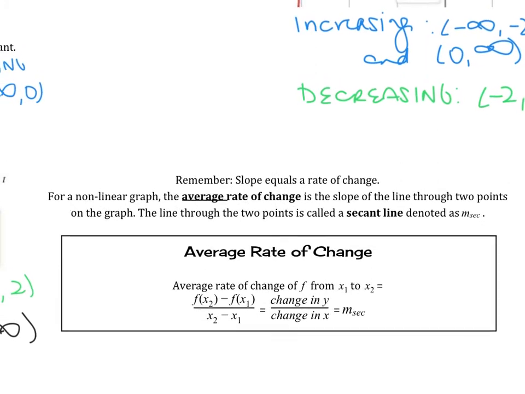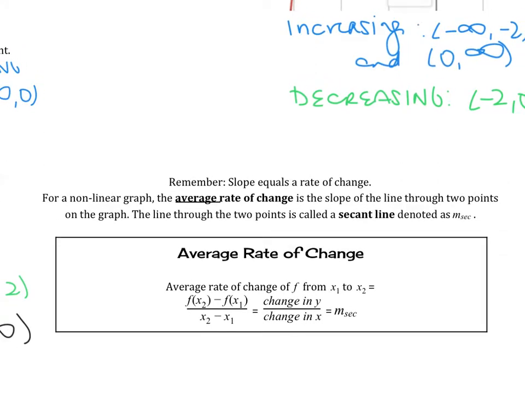So remember that slope equals a rate of change. So for a nonlinear graph, the average rate of change is the slope of the line through 2 points on the graph. The line through the 2 points is called a secant line, denoted as m sub sec, like m sub secant. So average rate of change of f from x1 to x2 equals f of x sub 2 minus f of x sub 1 over x sub 2 minus x sub 1. So it's basically your change in y over the change in x.